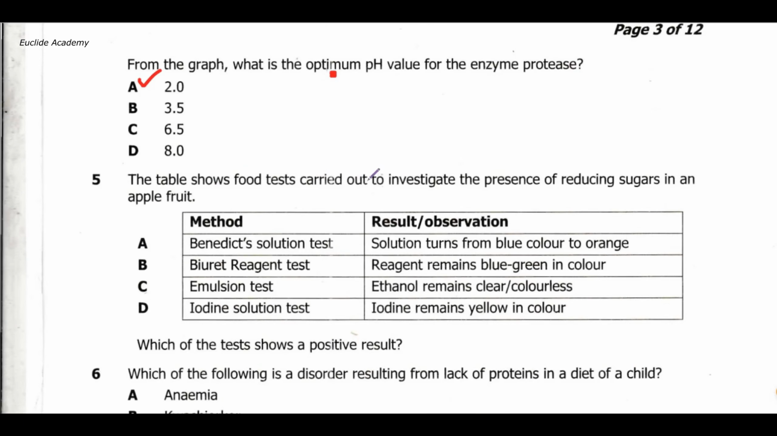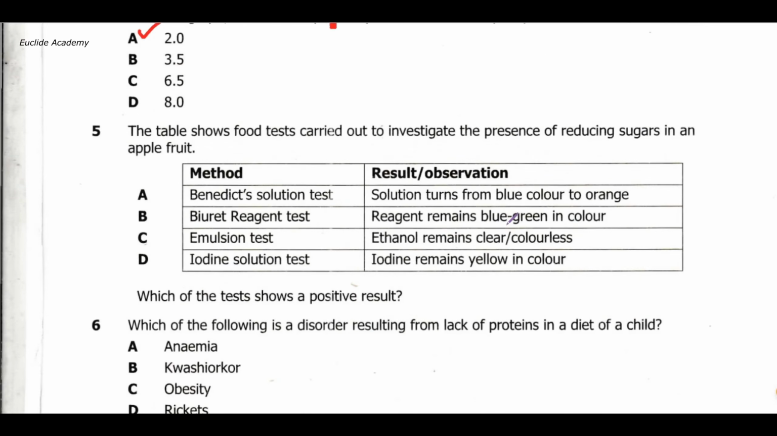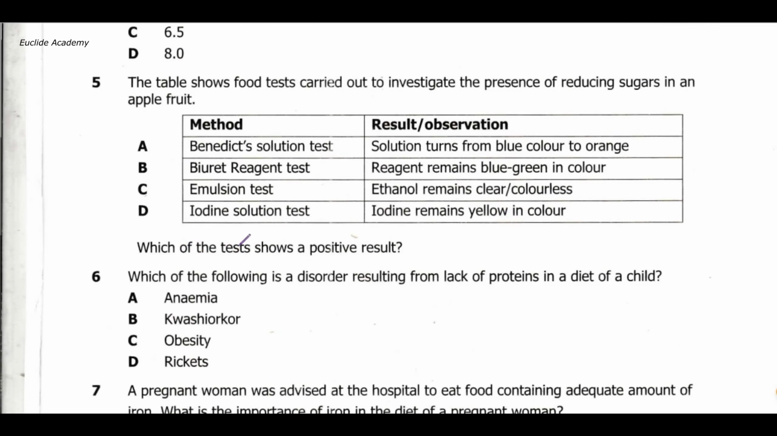The table shows 4 tests carried out to investigate the presence of reducing sugar in an apple fruit. Okay, so we've got the method, and then we've got the result observation. So the question is, which of the tests shows a positive result for reducing sugar? First of all, what method do we use to test for reducing sugar?